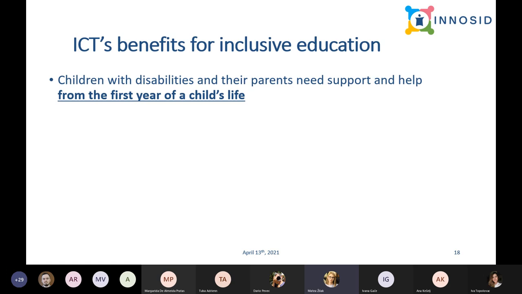So one of the approaches is related to the benefits of ICTs for inclusive education. As we already mentioned, it is important to have support for children with disabilities and their parents from the first year of a child's life. In some countries specifically, it was a rarity to have children with disabilities involved in the kindergarten and in regular primary or secondary school classes.